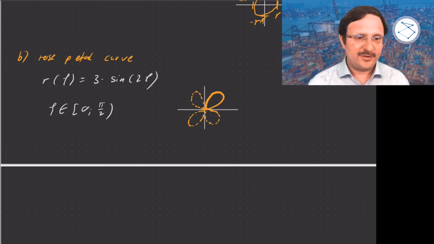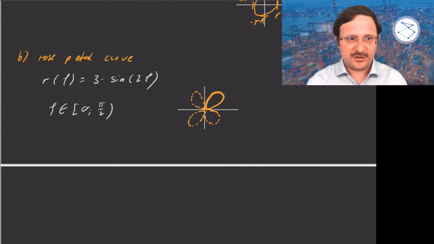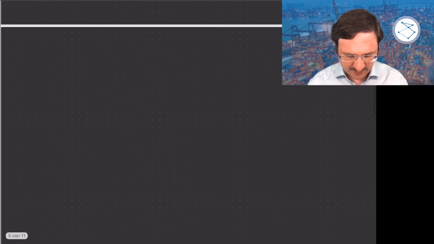Now, those are examples of polar curves. And now, what we'd also like to do in this section is we want to determine the area of a sector of such a polar curve. So that's going to be the goal of the last part of this video. We want to determine the area of a sector of a polar curve. Now, how do we do that?